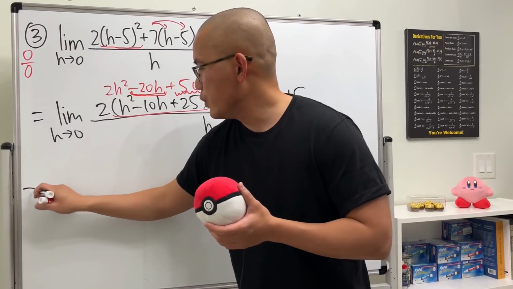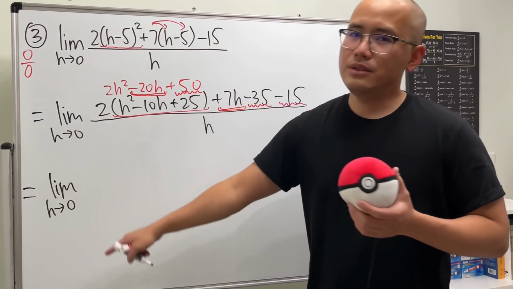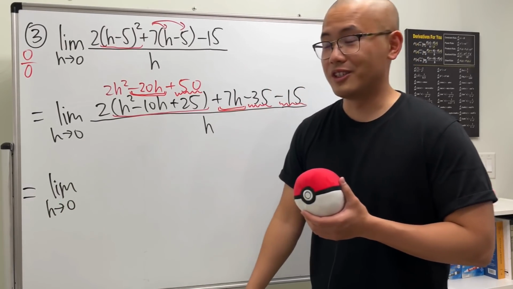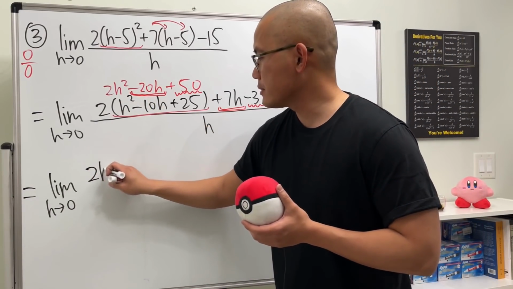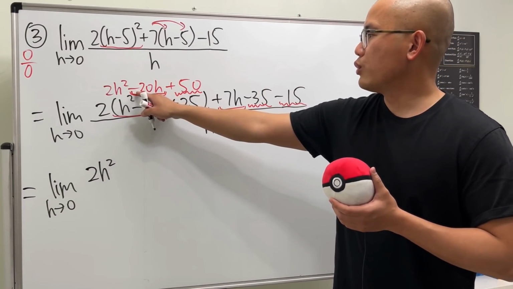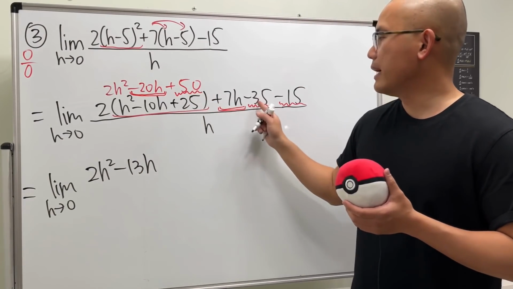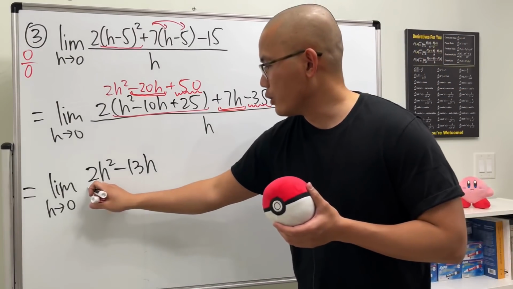Let's see. Here we will have the limit as h approaching 0. And just remember to write down the limit every single time, if you want to show work legitimately. Alright, so we have 2h squared on the top. And moreover, this is negative 20h plus that, which is minus 13h. And 50 minus 35 is 15, and then minus 15 is just 0. And then divided by h.